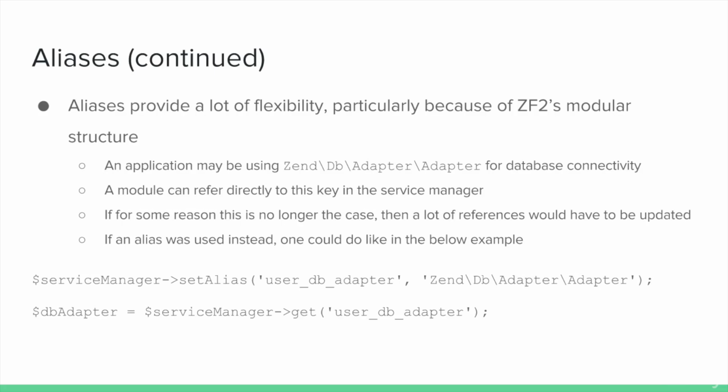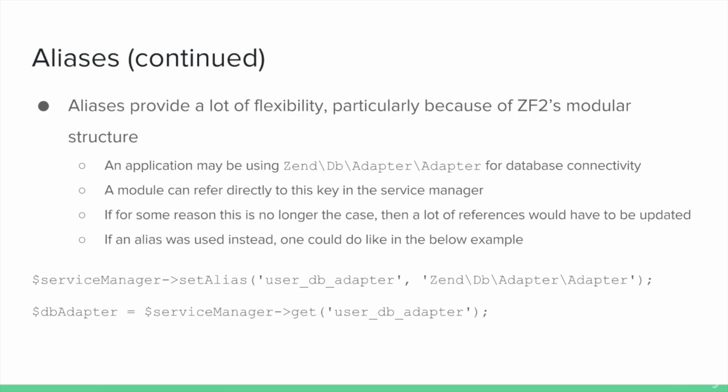An application may be using a DB adapter for database connectivity, and it can be of the type zend/db/adapter/adapter. And a module can refer directly to this key in the service manager, but if for whatever reason this is no longer the case, then a lot of references would have to be updated. For example, if we change the implementation of our database connector. Instead, if an alias was used, one could do like in the example at the bottom of the slide.